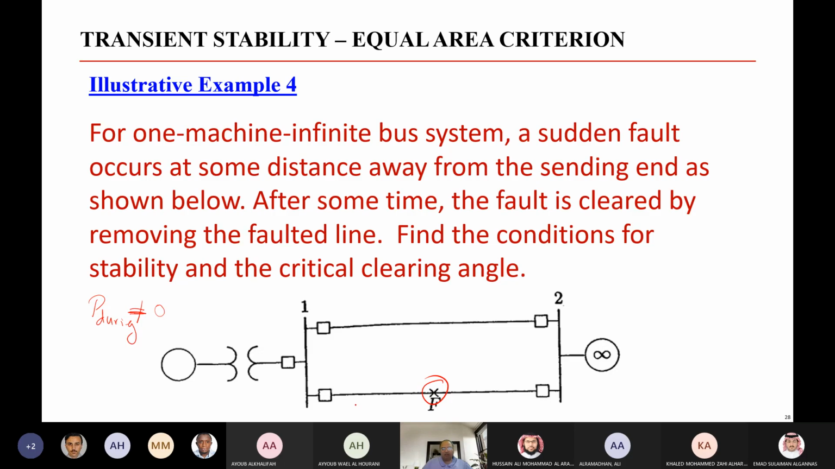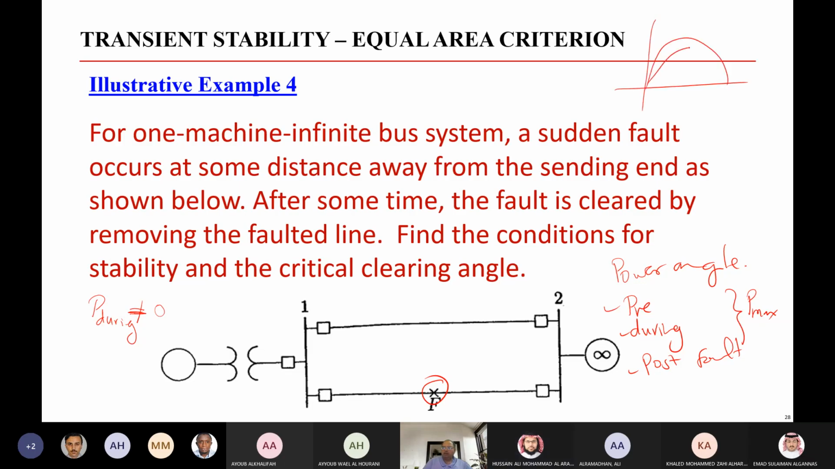Okay. Can you get the P maximum, or the power angle equation, or the P-delta curve, pre-fault, during fault, and post fault? Can we get a P max in order to draw three sinusoidal waveforms here? And we have power during fault, we have power here.